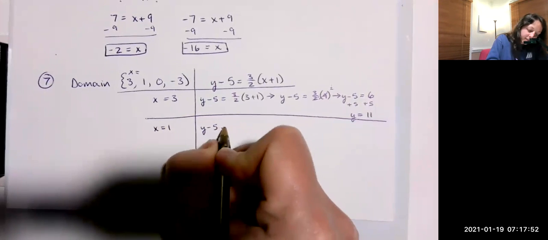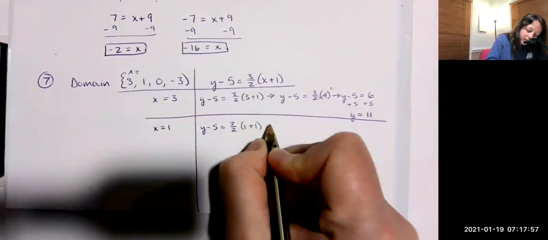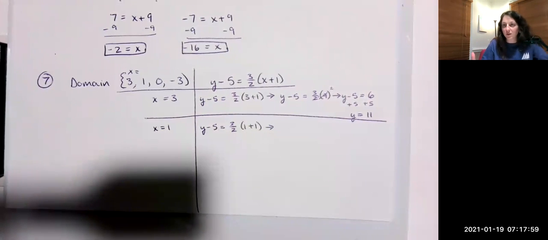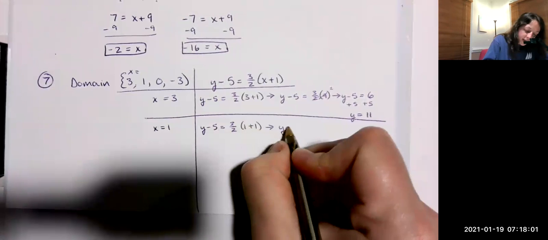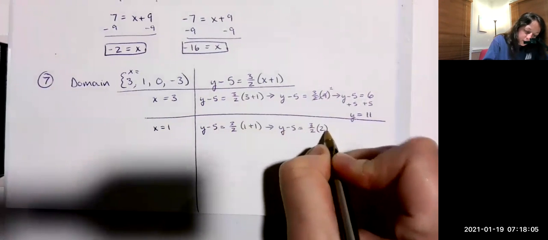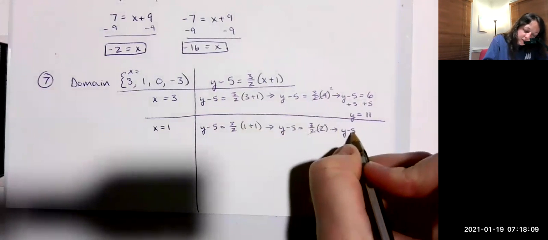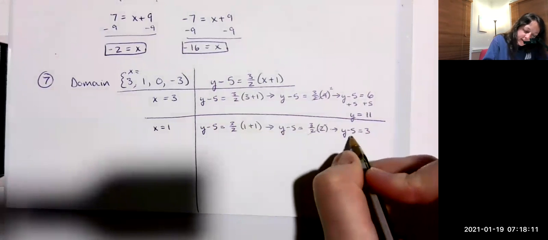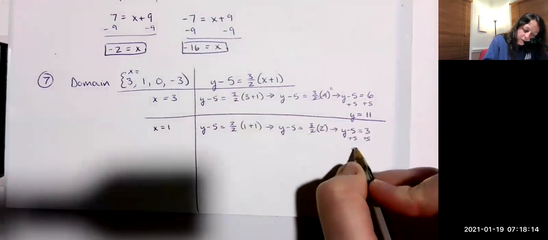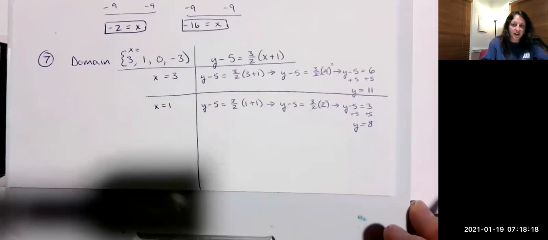Y minus 5 equals 3 over 2 times 1 plus 1. All right, order of operations, do what's in the parentheses first. Y minus 5 equals 3 over 2 times 2. Those 2's will reduce. That gets me y minus 5 equals 3. Now I get to add the 5, and y turns out to equal 8. All right, answer number 2 done.